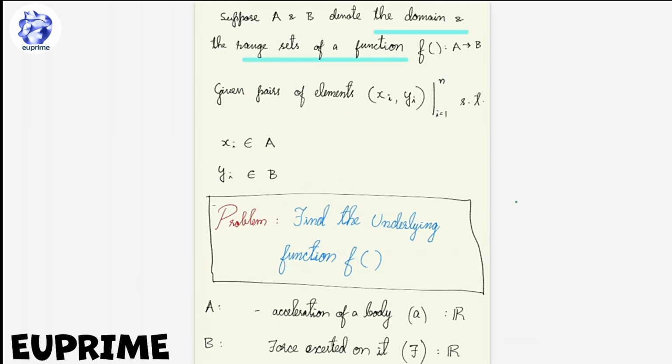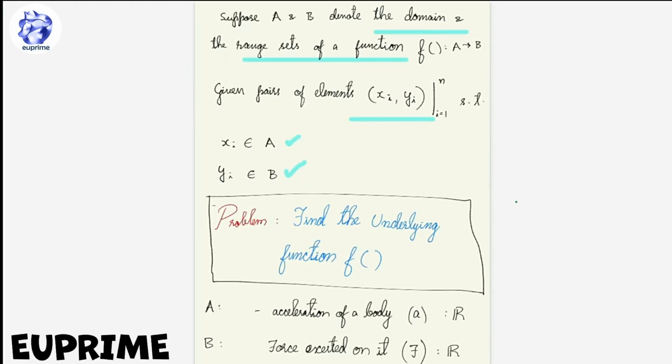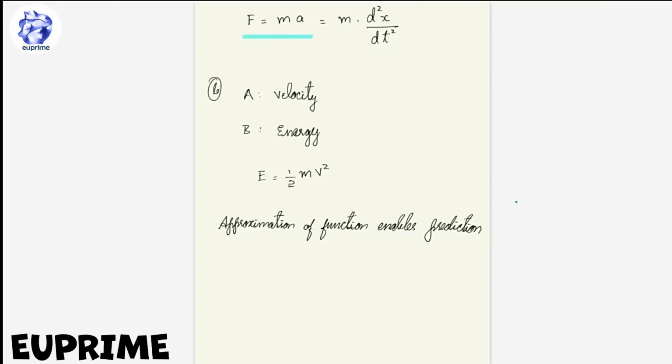Given pairs of elements (xi, yi), such that i goes from 1 to n, such that xi belongs to a domain and yi belongs to a range, find the underlying function, right? For example, in this particular case, it can be force is equal to mass into acceleration. Even here, this is a function approximation problem. So this acceleration can be written in terms of a second order differential equation.